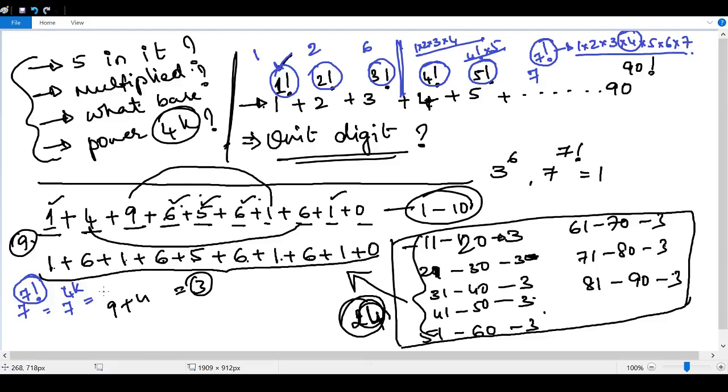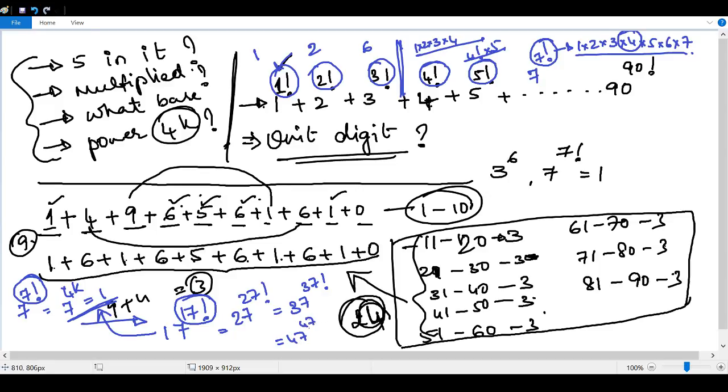If 7 power 4 gives me 1 as a unit digit, great. Now look at 17 power 17 factorial. Do you realize that this is also a multiple of 4? So this will also give me the same unit digit that 7 power 7 factorial had given. Will it be the same for 27 power 27 factorial? Will it be the same for 37 power 37 factorial? Will it be the same for 47 power 47 factorial?